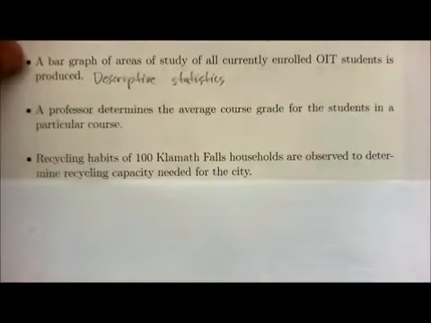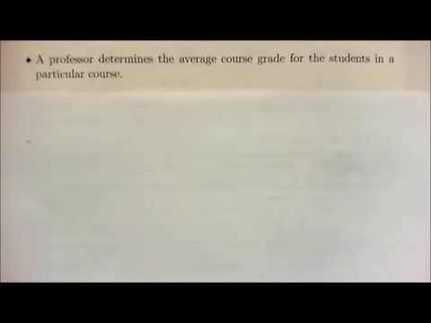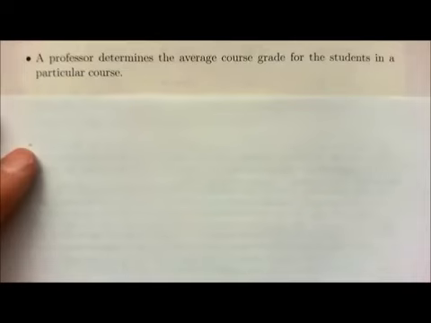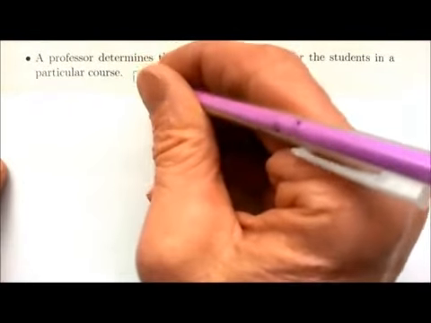For our next example, let's suppose that a professor looks at the students in a course they're teaching, and they determine an average course grade for the students in that course. Then again, the professor's looking at all the students in the course, and there's no sampling being done, so this is once again descriptive.